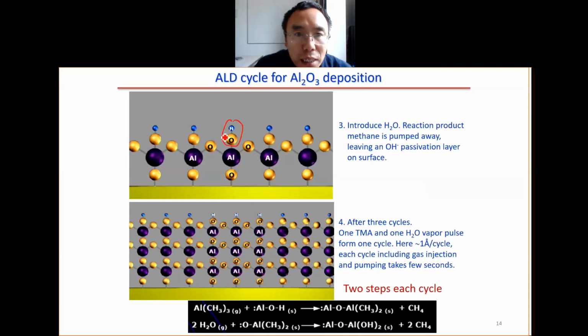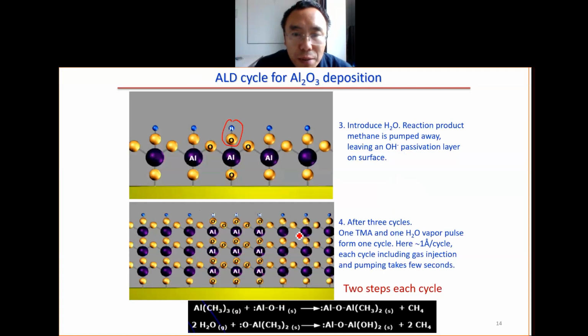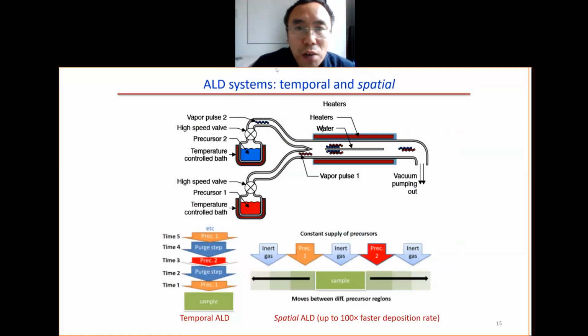Now you can see this is an OH group, and at the very beginning, it is also an OH group. So we have one cycle. Then it will keep going, and you can have the film. So this is called the temporal ALD.